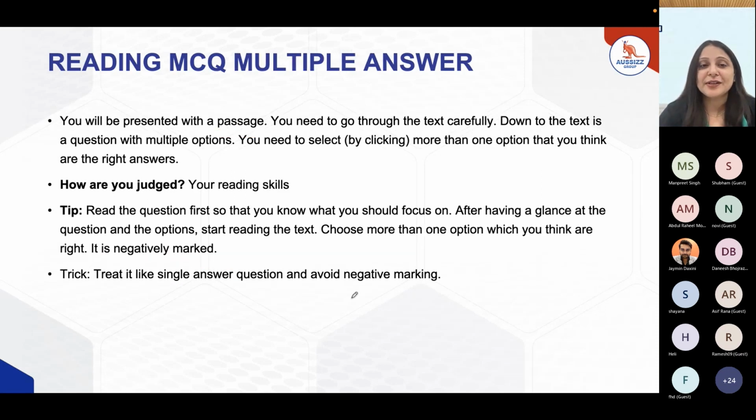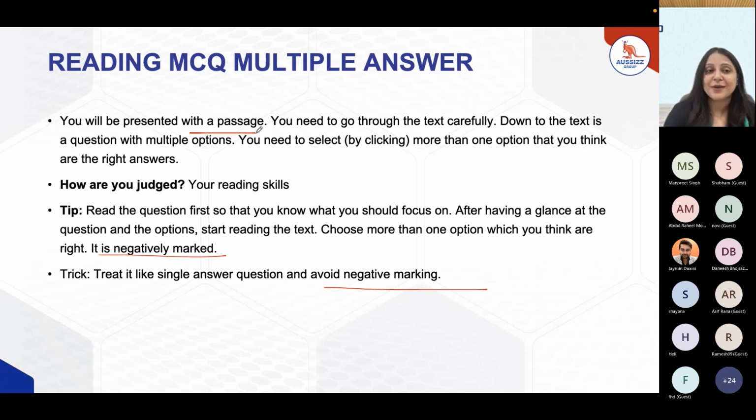Next, reading multiple choice question, multiple answer, very tricky because it contains negative marking. If you see, it is a negatively marked task. What will happen? You will be given a passage and you have to go through the text carefully. Then you will be given a question and multiple options are there. You need to select more than one option. There are more than one options which are right. But if you select a wrong answer, you will be marked negatively, -1 for a wrong answer, +1 for a right answer. However, minimum score is set to 0.